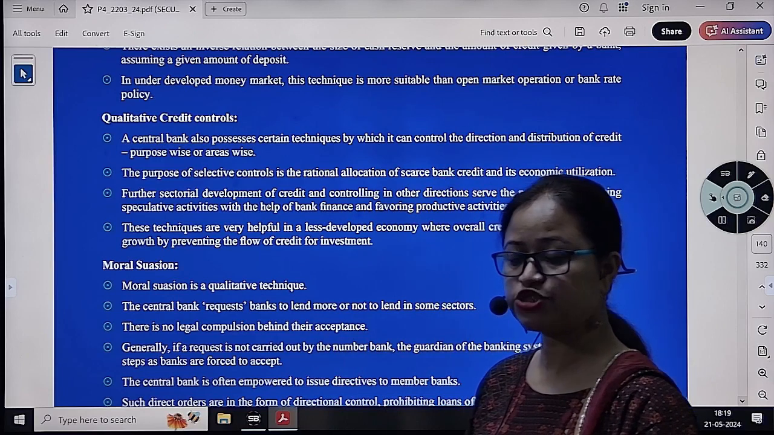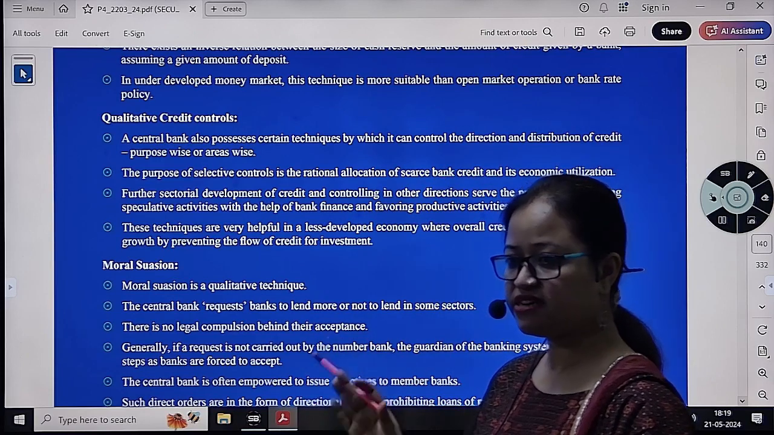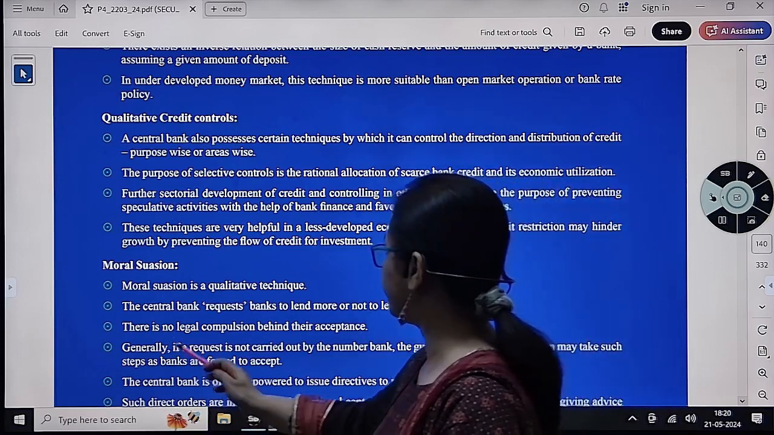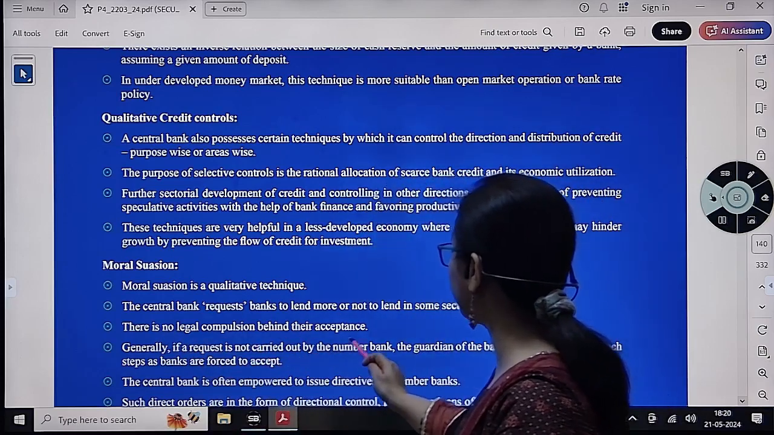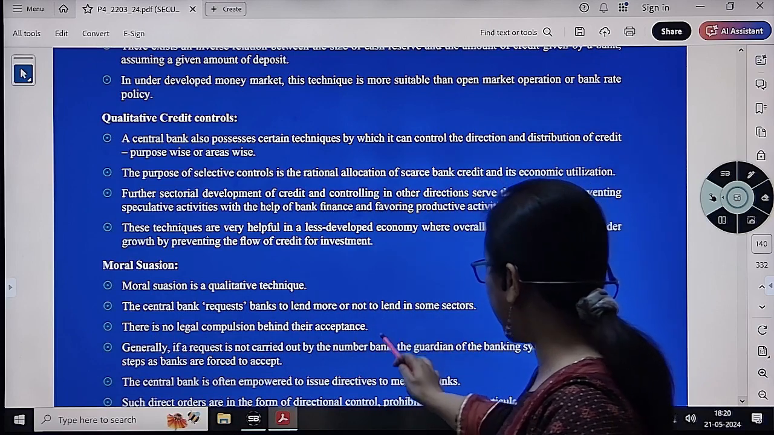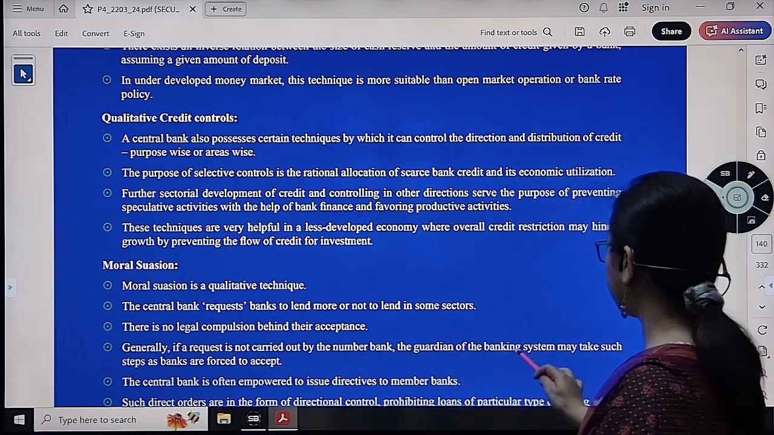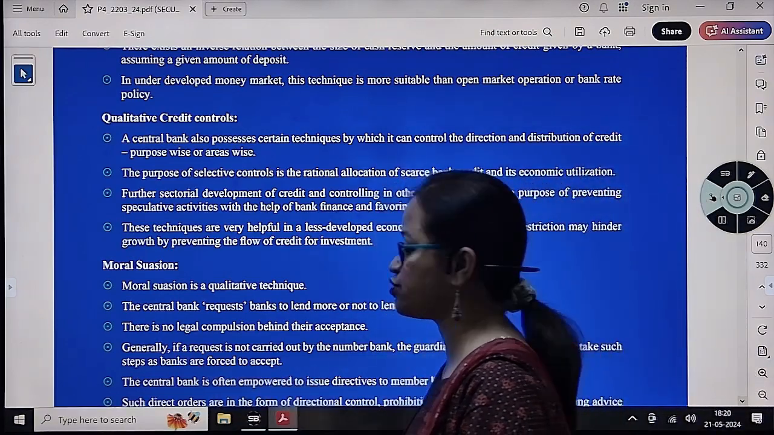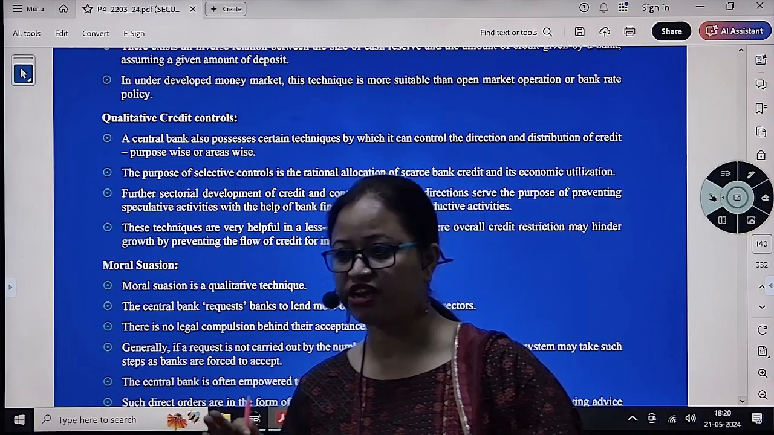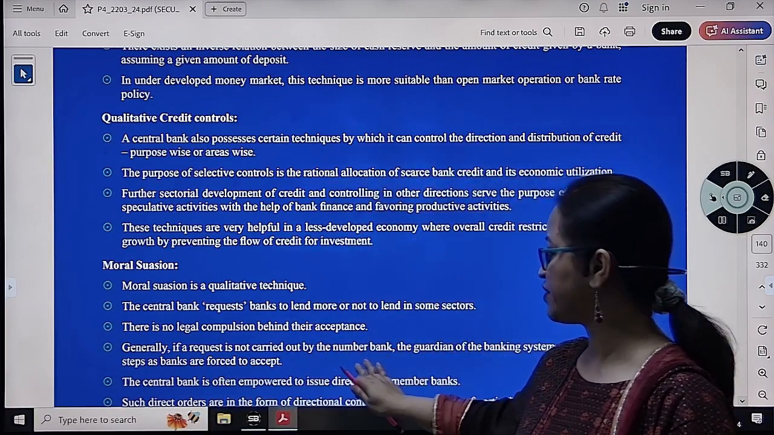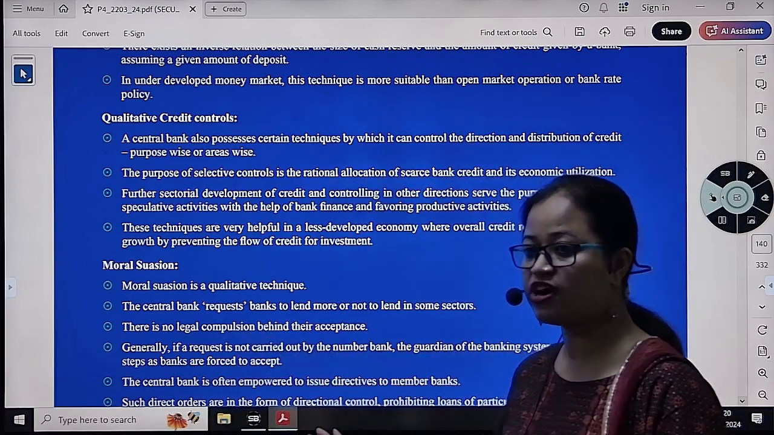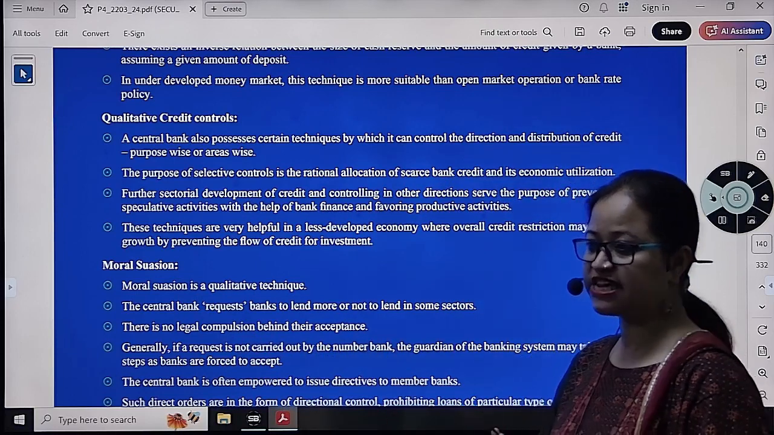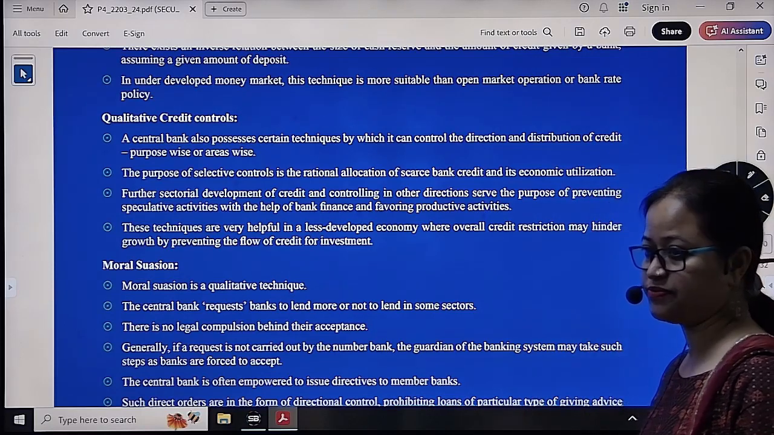So there is no legal compulsion behind this acceptance. This is not compulsory. The central bank can only request them, you do it this way, okay? Generally, if a request is not carried out by the bank, the guardian of the banking system may take such steps as banks are forced to accept. If the request is not accepted or carried out by the banks, then the central bank will take some necessary action, okay?